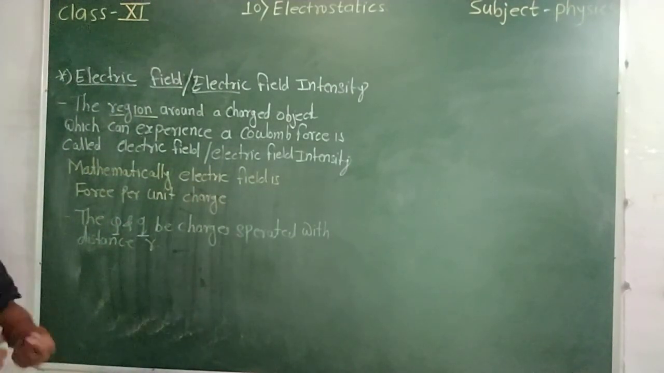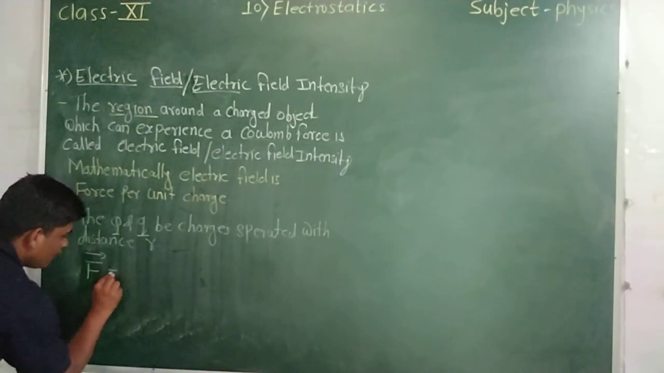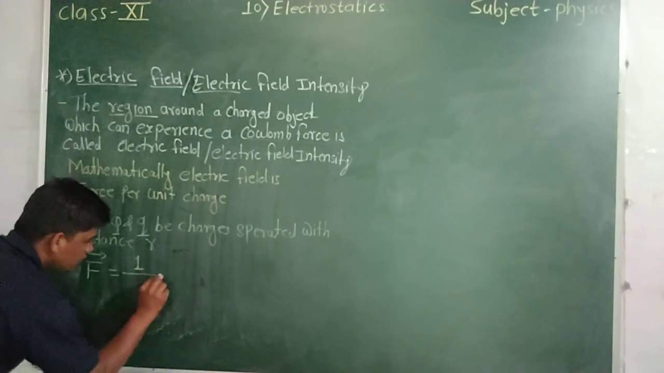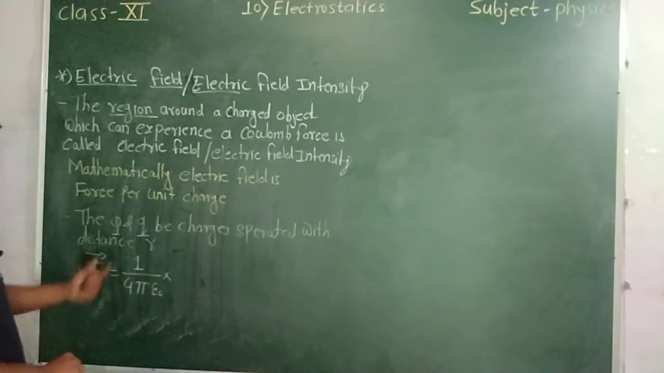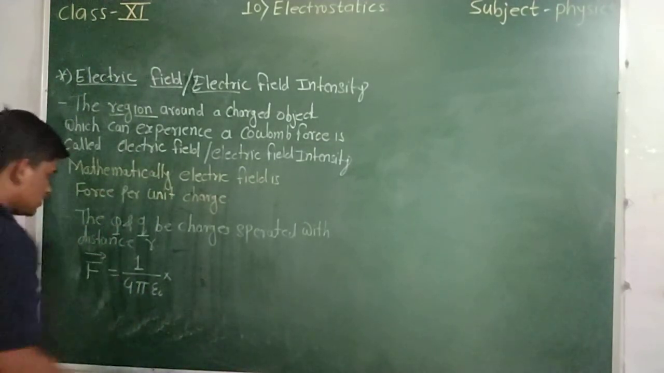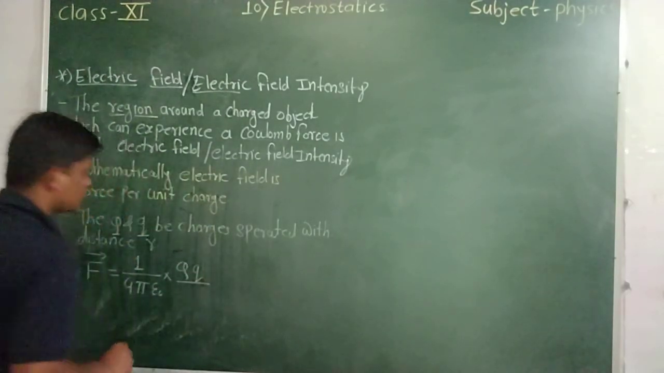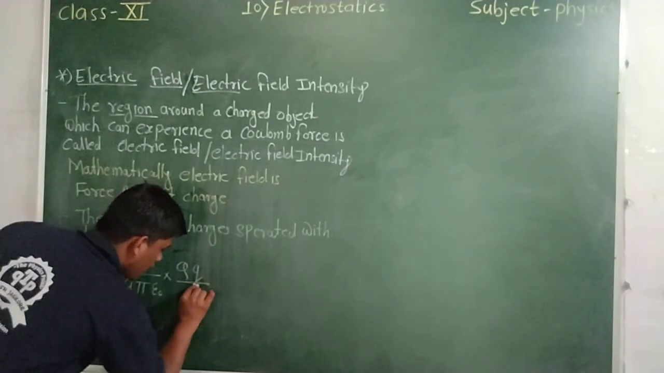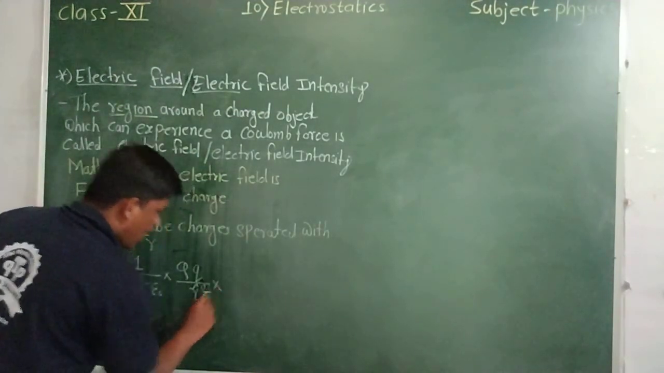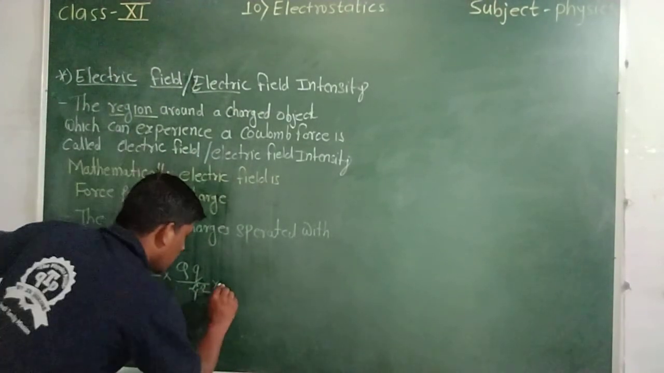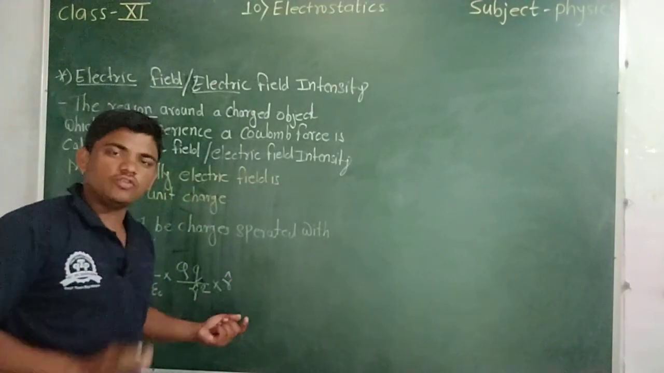Then the force of attraction or repulsion in between them is given by Coulomb's equation: F is equal to 1 upon 4 pi epsilon 0, where this is the Coulomb's constant K, into the product of the magnitudes of the charges divided by the square of the distance r between them, multiplied by another term that we used in the previous lecture.